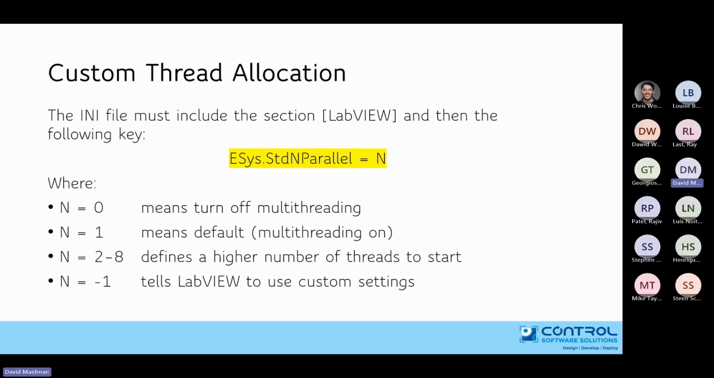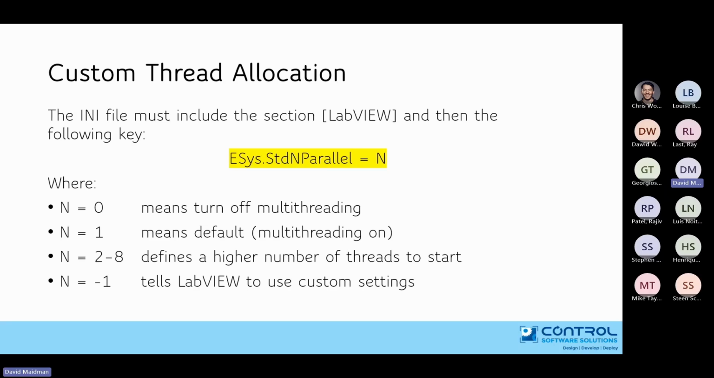So 0 means turn off multi-threading. Not sure why you'd do that. 1 just means default, so the 20 per processor for each thread pool. I've read different things on this. I've not convinced myself I understand how this one works. I'll be honest about that.